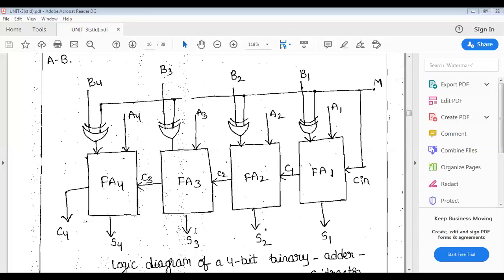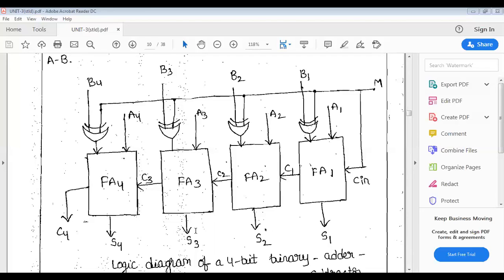Why is Cin equal to 1? We are performing the subtraction operation, A minus B. A minus B is A plus the complement of B plus 1. So changing the B value to the 2's complement: first of all, the 1's complement means B bar, where all the binary values change from 1's to 0's and 0's to 1's, and add 1 to the LSB to convert it to the 2's complement. So adding A plus B bar plus 1 is equivalent to A minus B.